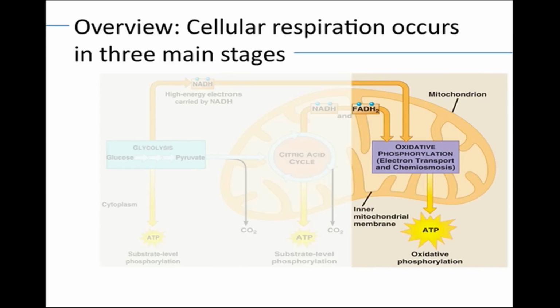Stage 3, oxidative phosphorylation, involves the electron transport chain in a process known as chemiosmosis. NADH and the related electron carrier FADH2 shuttle electrons to the electron transport chain embedded in the inner mitochondrial membrane. Most of the ATP produced by cellular respiration is generated by oxidative phosphorylation, which uses the energy released by the downhill fall of electrons from NADH and FADH2 to oxygen to phosphorylate ADP into ATP.